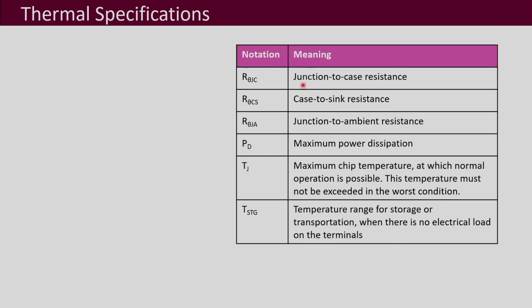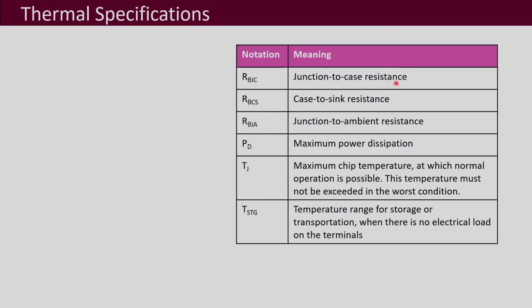Now, let us look into the thermal specification. R theta JC, which is junction to case resistance. What the junction and the case are, we have discussed before in diodes as well as in MOSFETs, and it is the same thing that is specified here as well. Then R theta CS, case to sink resistance, then R theta JA, junction to ambient resistance, then PD, maximum power dissipation, this also will be provided, junction temperature, what could be the maximum junction temperature, and TSTG, which is basically the storage temperature for the device.